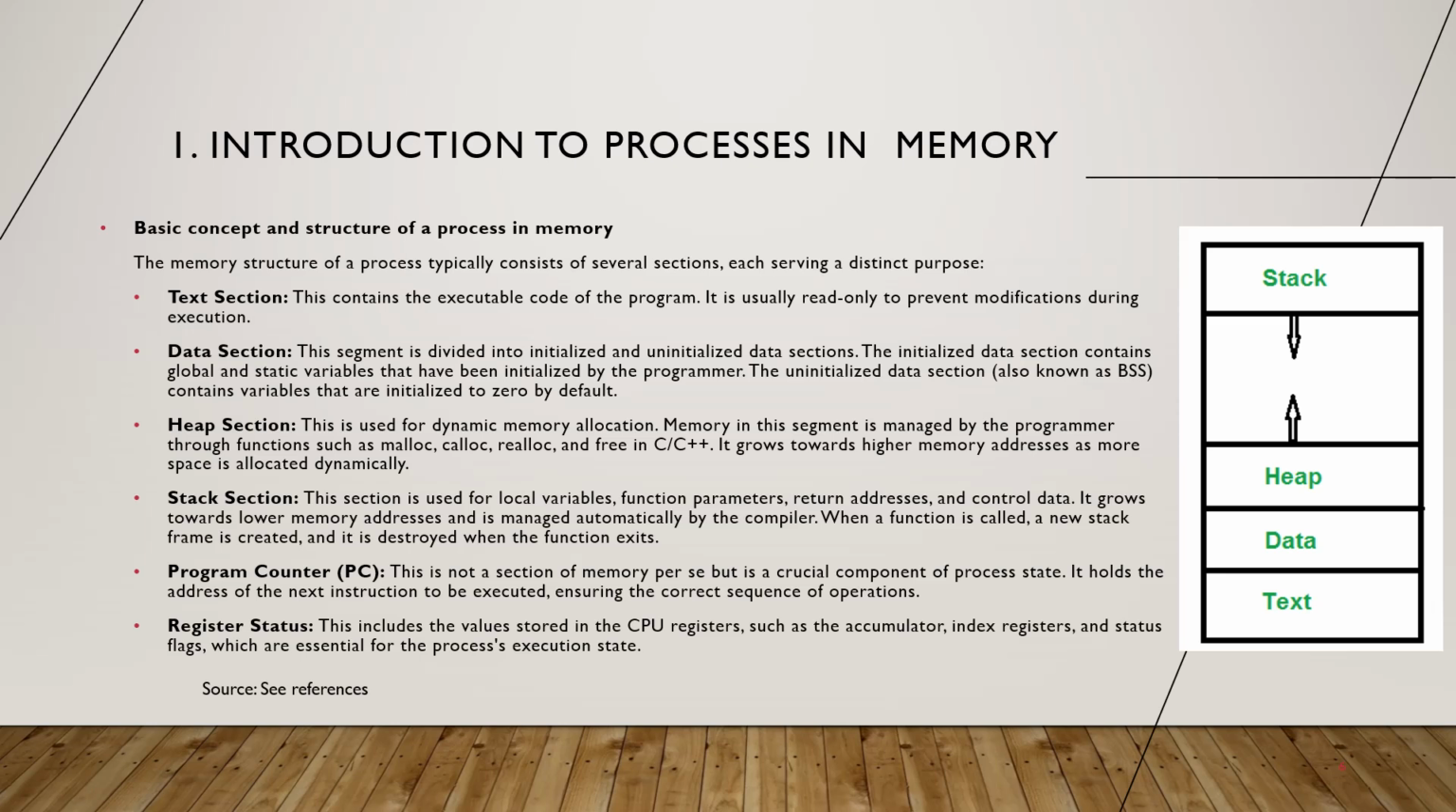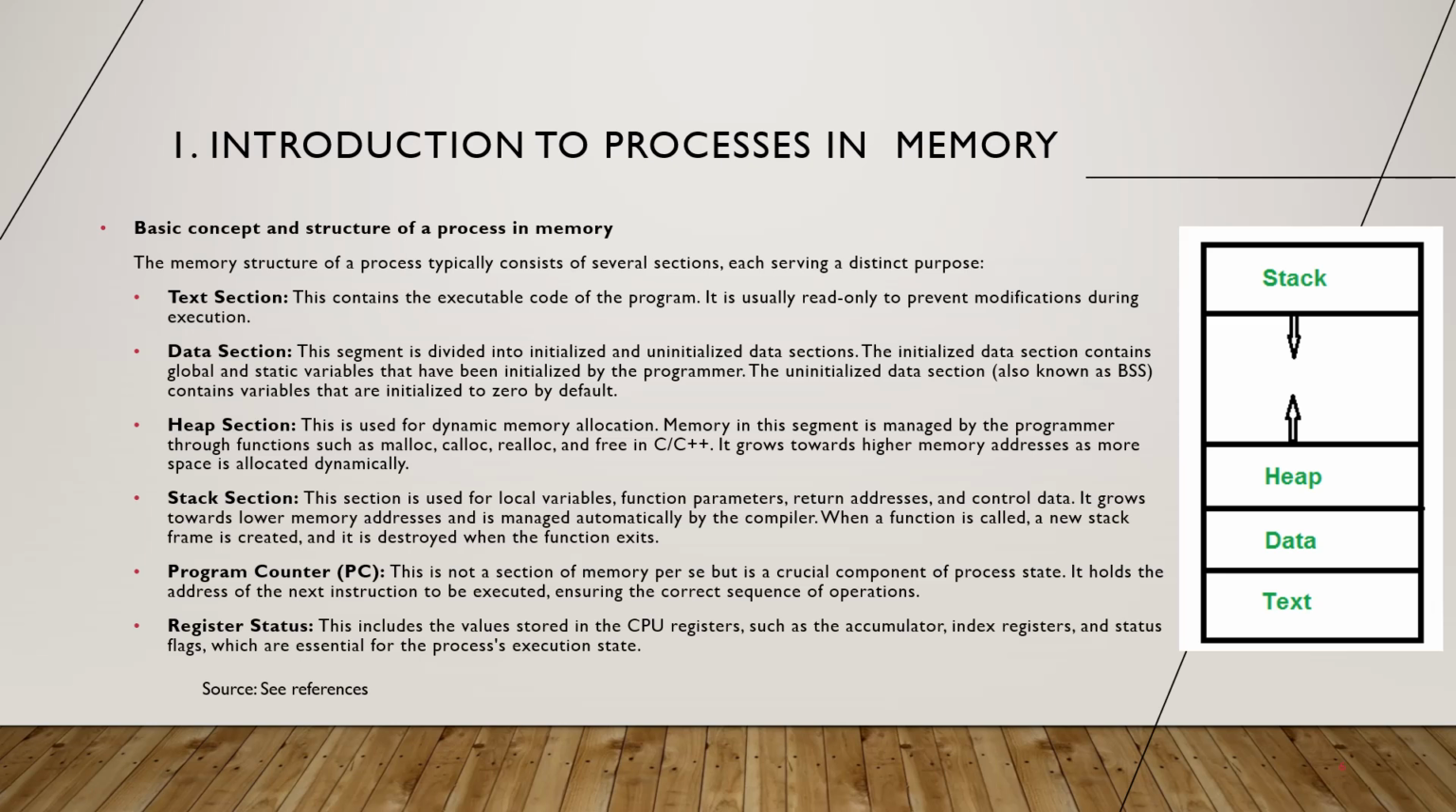The second one contains data that are initialized to 0 by default. We have stack section. The section is used for local variables, function parameters, return addresses, and control data. It grows towards lower memory addresses and is managed automatically by the compiler. When a function is called, a new stack frame is created and is destroyed when the function exits.